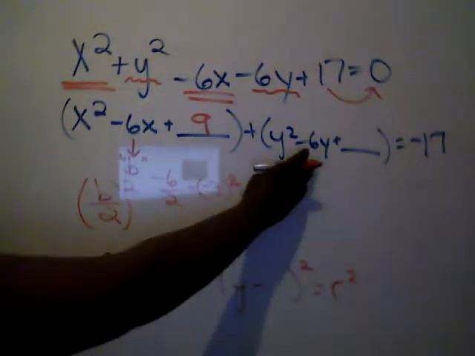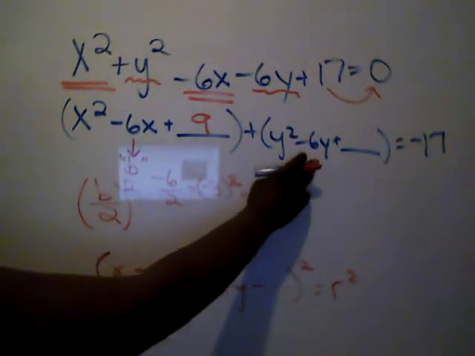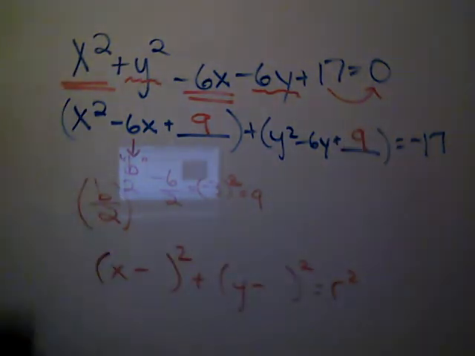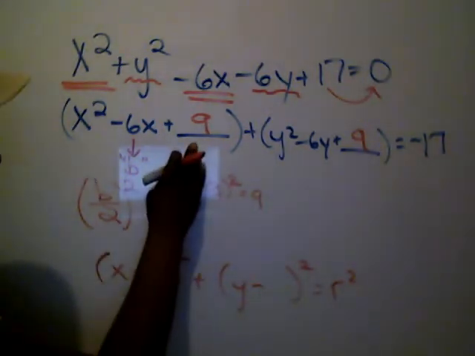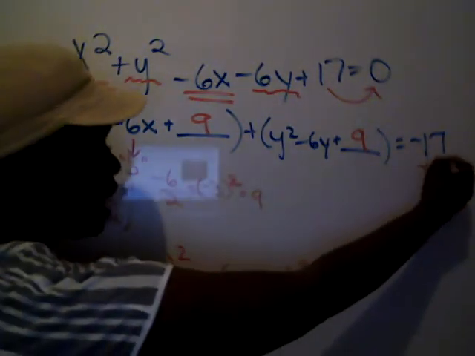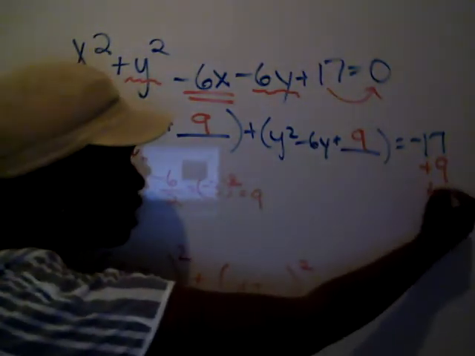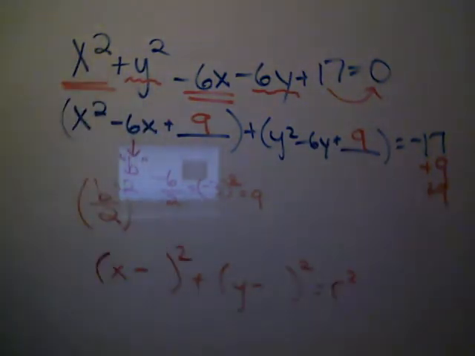Likewise, this would be the same exact thing. If we do negative 6 divided by 2, we get negative 3. Negative 3 squared is 9. We'd also put a 9 there. Now, like we said, whatever we do to one side, we have to also do to the other. So if we added a 9 for this parenthesis, we need to add a 9 to this negative 17. If we add a 9 for that parenthesis, we need to add another 9 for that side over there.